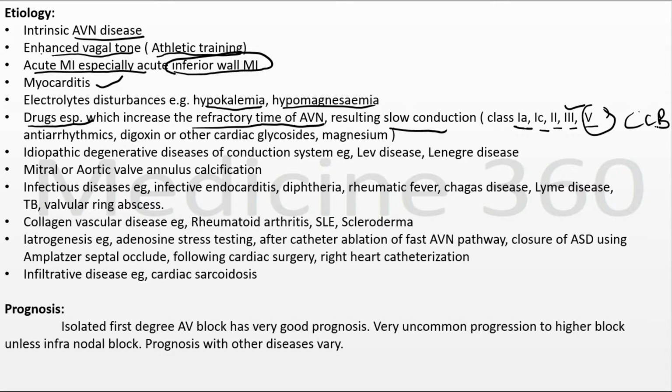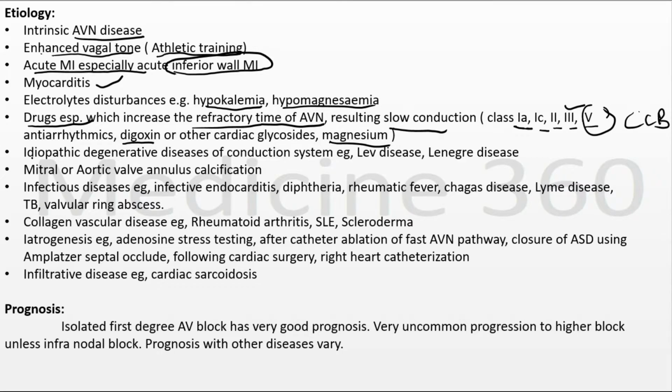In a patient with first degree AV block, we cannot prescribe these drugs because they can increase the PR interval. Then there is digoxin, and one of its mechanisms is increasing vagal tone. As there is increased vagal stimulation, there will be an increased PR interval. And the other glycosides and magnesium.